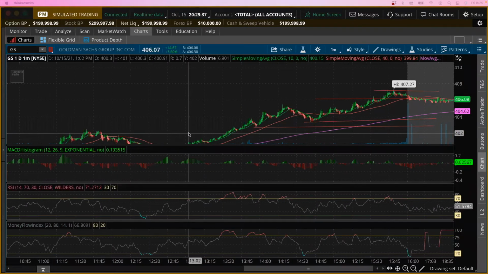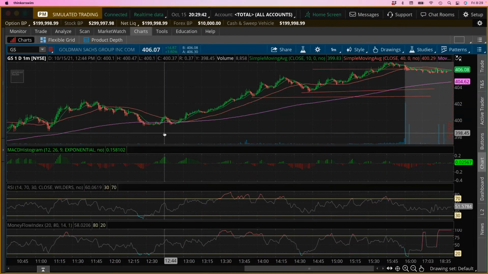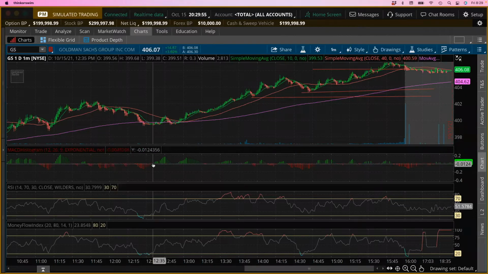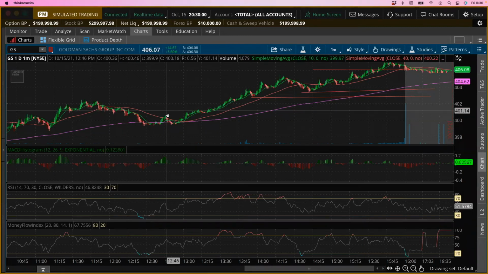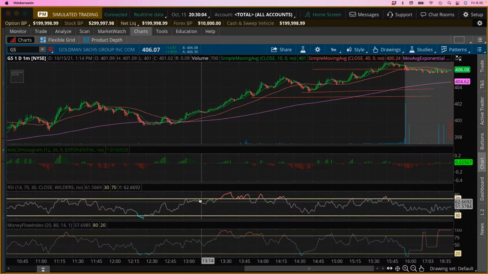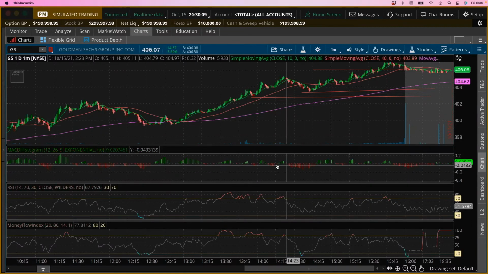Let me change this right here. When the bars get bright green, that means the volume and the price, so basically the trend, is going up. When they get dark, the trend is going down. And you can see it throughout, every pattern here.